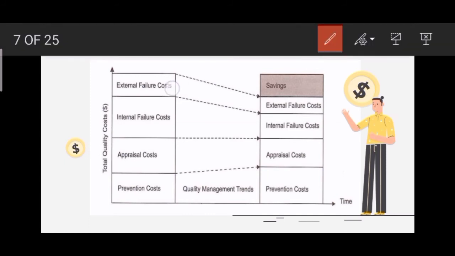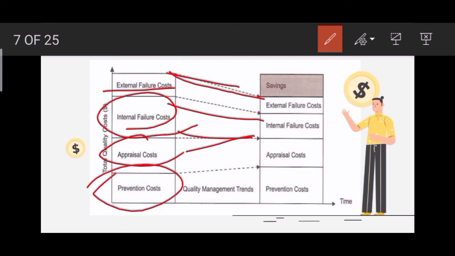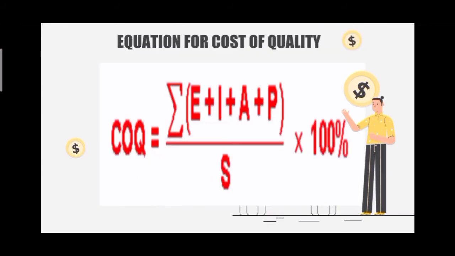So as you can see, the external failure cost greatly reduces our sales or our savings, and also the internal failure cost reduces our savings, but not as big as the external failure cost. Next, appraisal cost does not affect our savings since it is in a straight line. And finally, we can see here that prevention cost increases our savings since it helps us prevent having defective products.